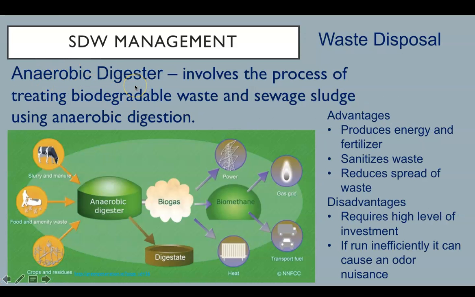An anaerobic digester involves the process of treating biodegradable waste and sewage sludge using anaerobic digestion. It produces energy and fertilizer. It can sanitize waste, and it reduces the spread of waste. The disadvantages, as you can imagine, it requires a high level of investment, and if it's run inefficiently, it can cause an odor problem.